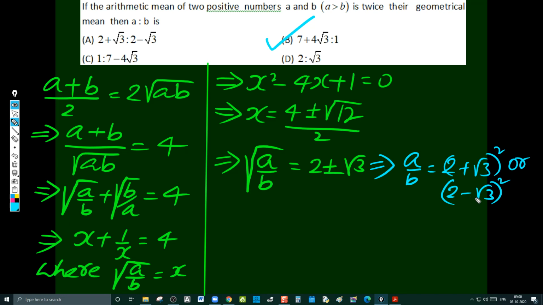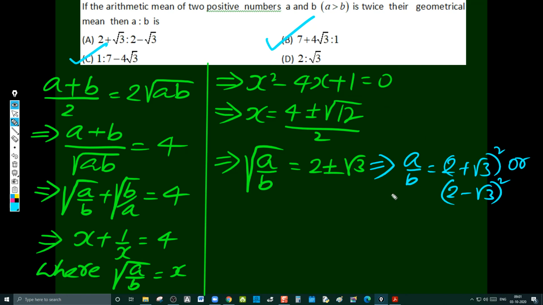If you rationalize this, you will get, I think, 49 minus 48. Yes, if you rationalize this, you will get the same. So this is also correct. Do you understand what I'm saying? 7 plus 4 root 3 is there, and if you rationalize now, you will get this one. I hope you understand. Respond, please.